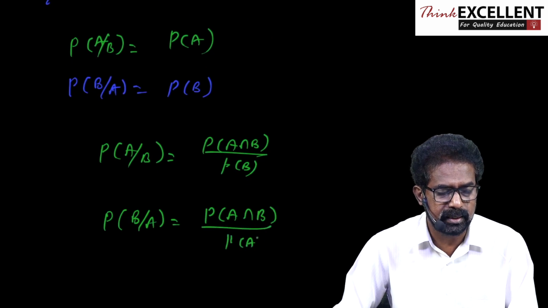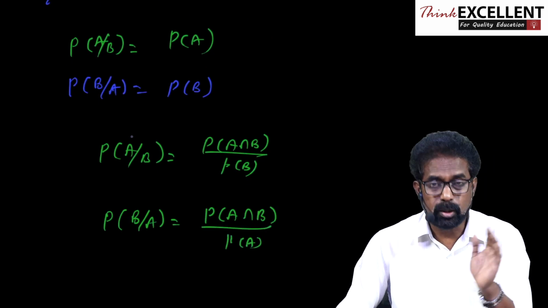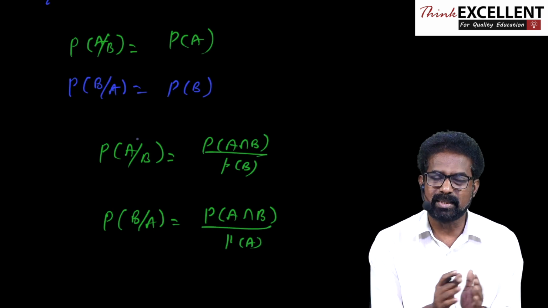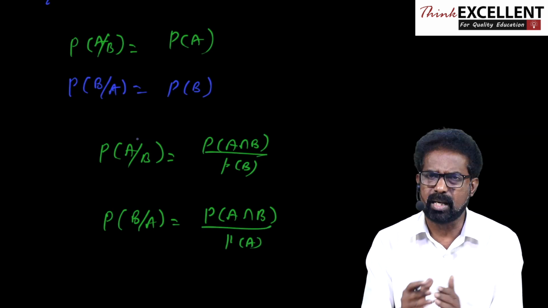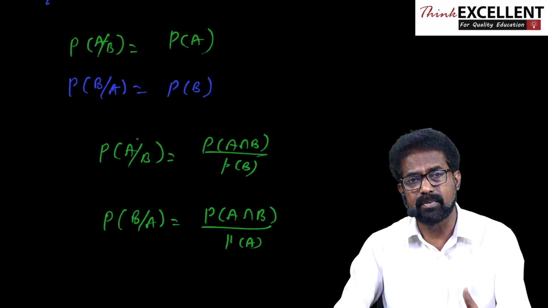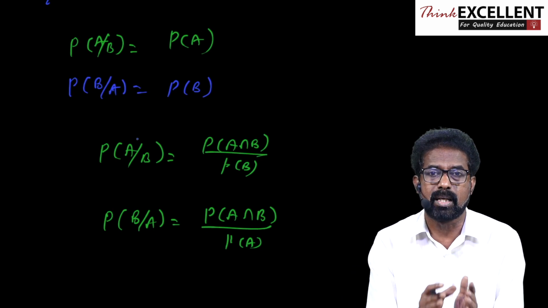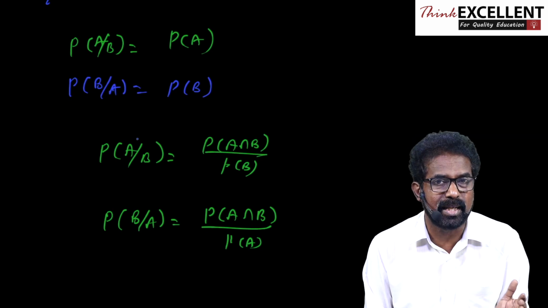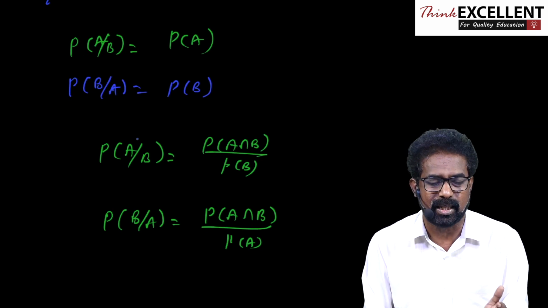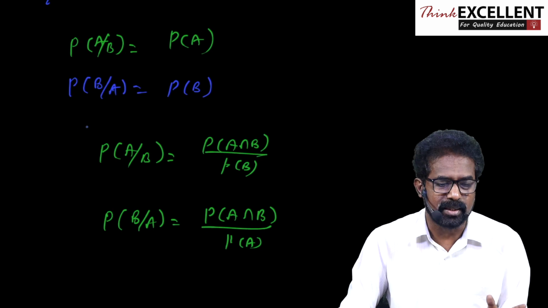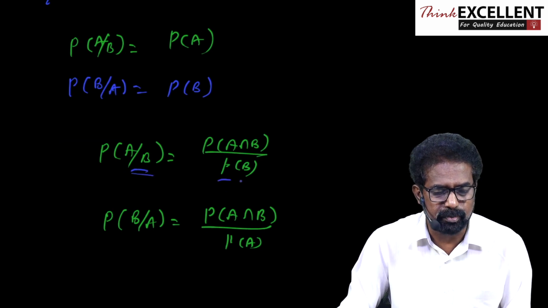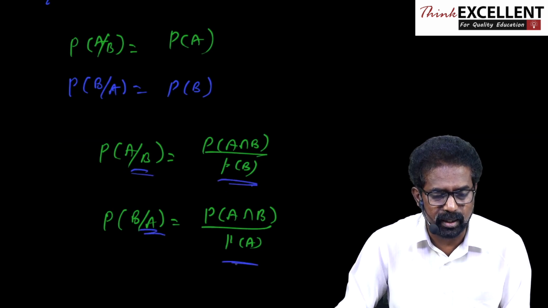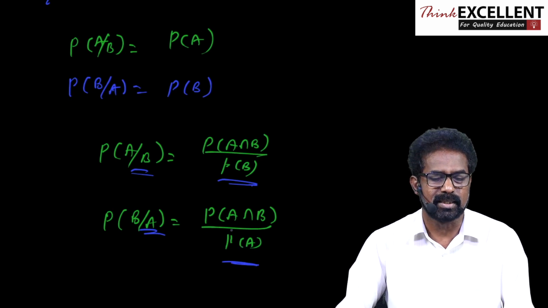How can you remember easily? In both the cases, the numerator remains same. P of A intersection B. P of A given B or P of B given A, whichever they ask, in the numerator P of A intersection B. In the denominator, probability of the given event, remember like that so that you won't make mistakes, right? Here B comes, so write P of B. Here A comes, P of A. In the numerator P of A intersection B.